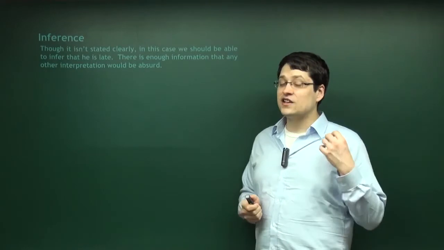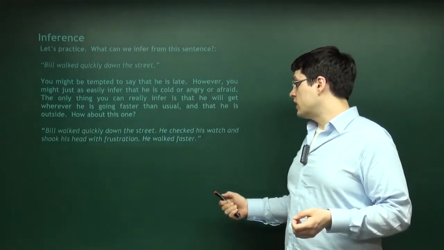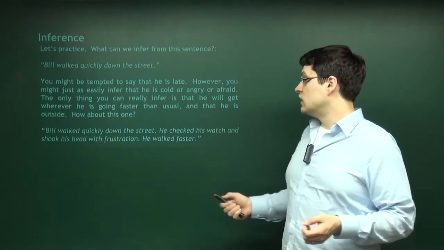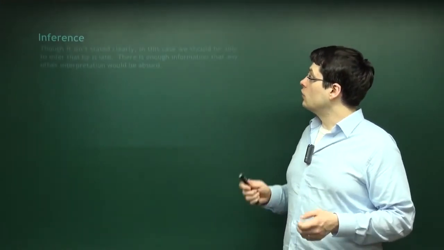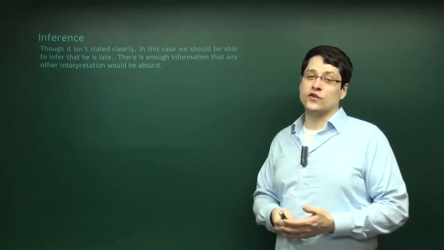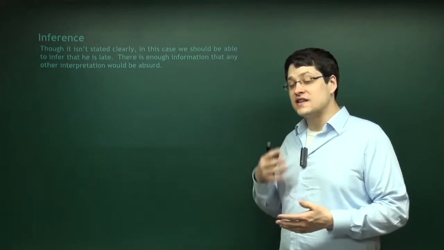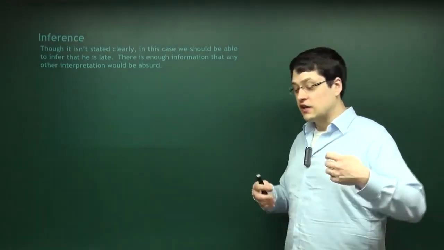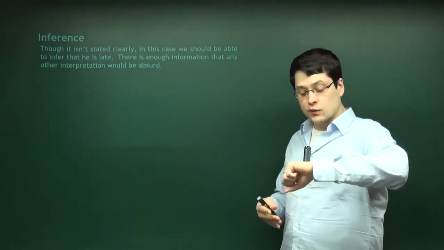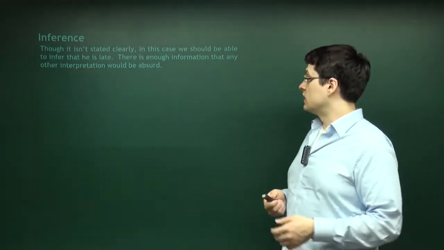Though it's not stated explicitly, it says he walked quickly, he checked his watch, he shook his head with frustration, and he walked faster. In this case, we can infer that he's late. This isn't mathematically precise, but it's enough that we should, with confidence, be able to say, okay, he's late. He's walking quickly already, he looks at his watch, he walks faster. That's a reasonable assumption to make, that he's late.